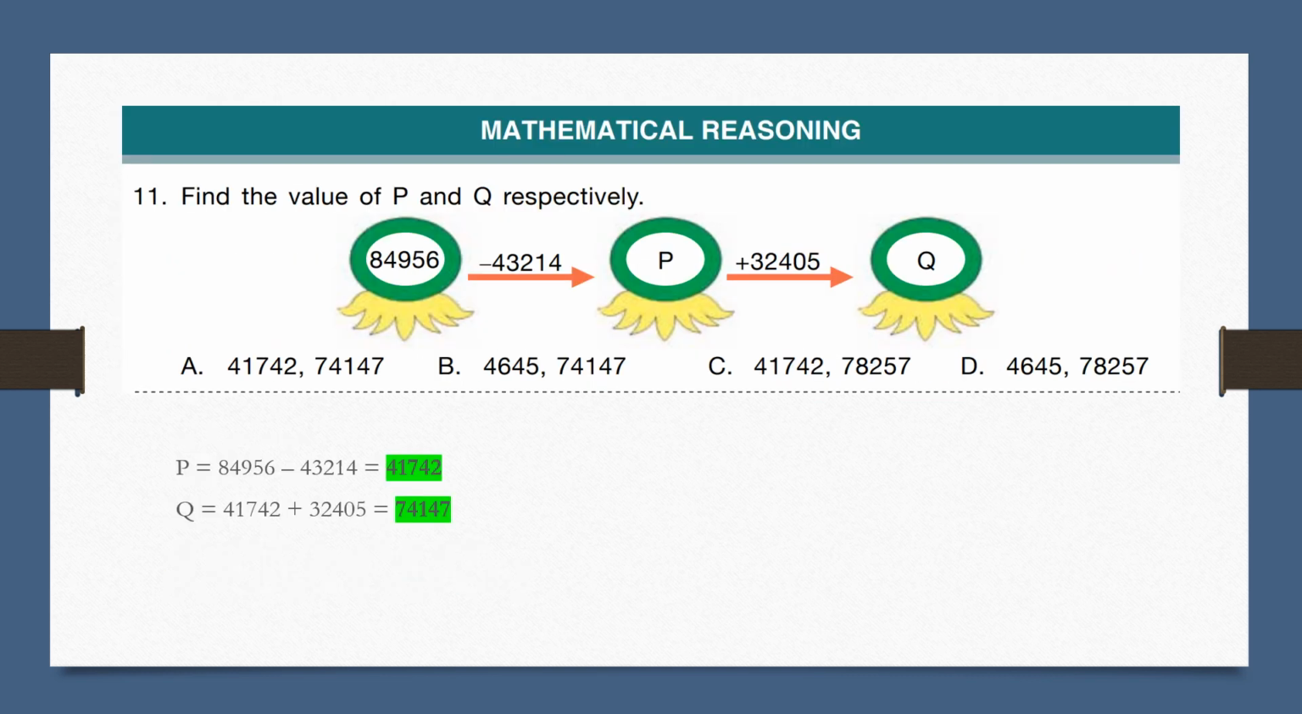Now we are in the mathematical reasoning section. Question number 11. Find the value of P and Q respectively. So P equals 84,956 minus 43,214, which equals 41,742. Q is P plus 32,405. So Q equals 41,742 plus 32,405, which is equal to 74,147. So our answer is option A.